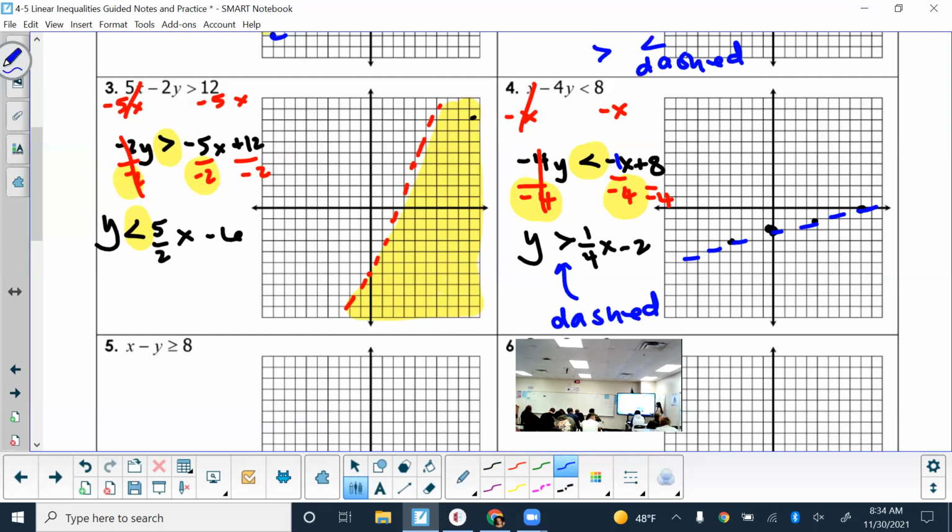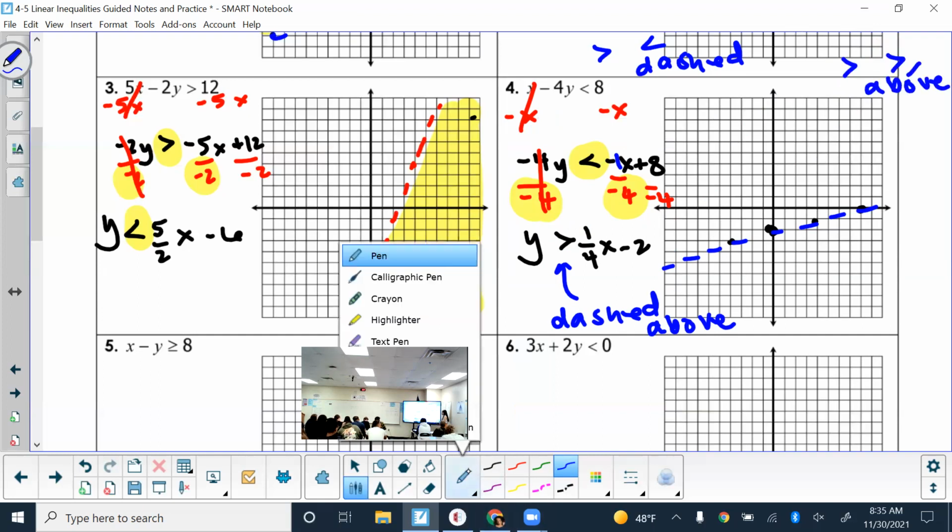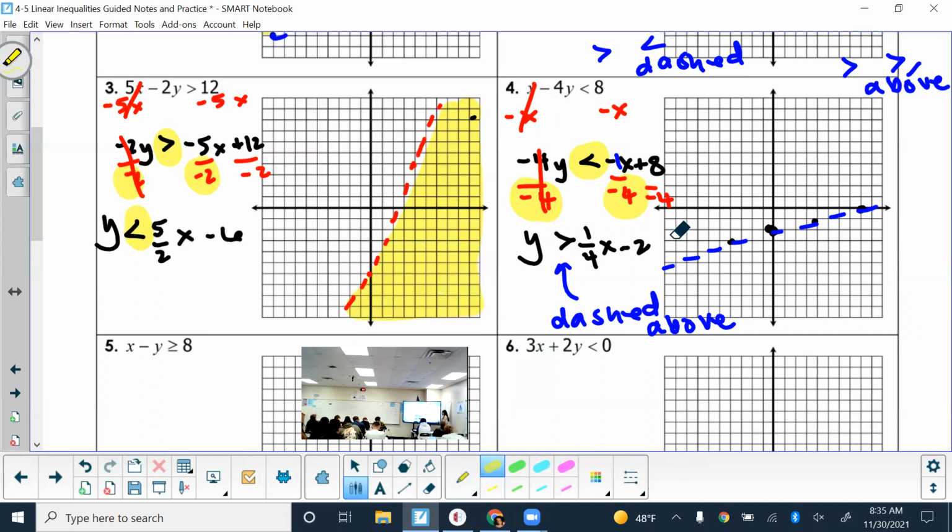And one more thing, we need to shade it either above or below. Since it's greater than, is it going to be above or below? Above. So dashed and shaded above the line. So remember, above would be greater than and greater than or equal to. All right, so shade with your pencil above that dotted line. And then anywhere in this shaded area is a solution. So any questions about that? All right, so make sure that's shaded.